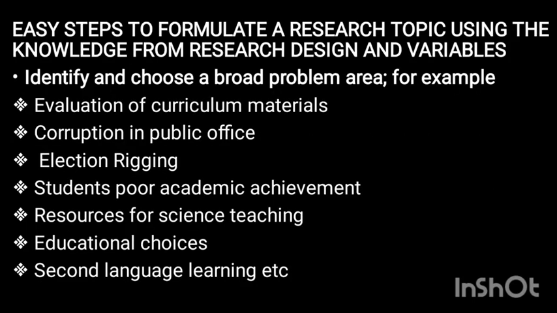Easy steps to formulate a research topic using the knowledge from research design and variables. What are the easy steps? Step number 1, identify and choose a broad problem area. For example, evaluation of curriculum materials is a broad problem area. Corruption in public offices, election rigging, student poor academic achievement, resources for science teaching, educational choices, second language learning. All these listed here are broad problem areas.